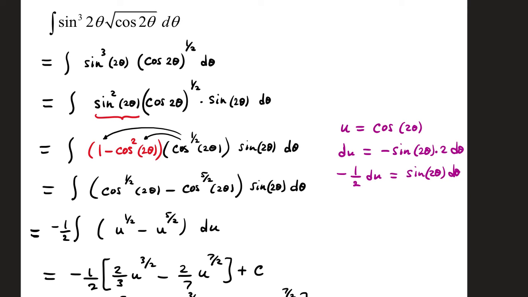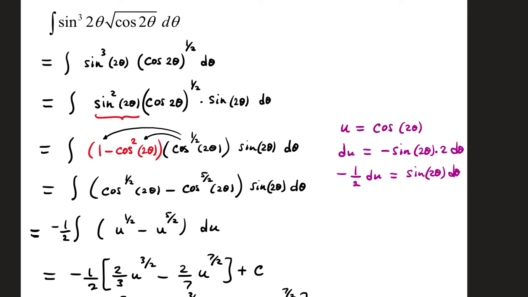Back in our original problem, that's going to make us have the integral of u to the half minus u to the 5/2. This sine 2 theta d theta, once you isolate that in your derivative line, you can replace that with negative 1/2 du. Negative 1/2 is a scalar, pull it out front. Du we leave back here.